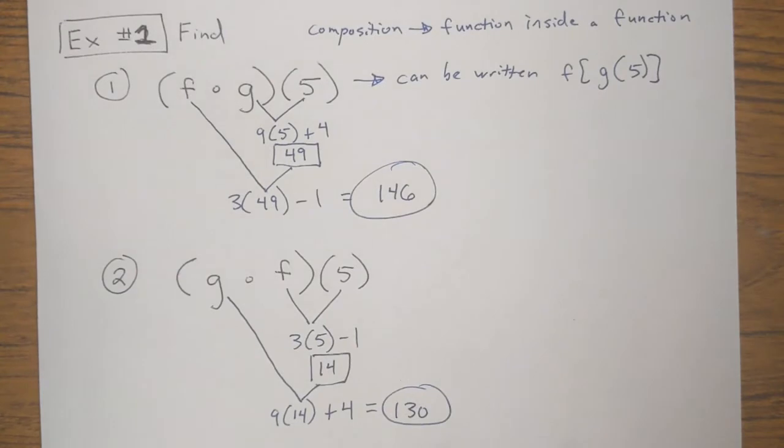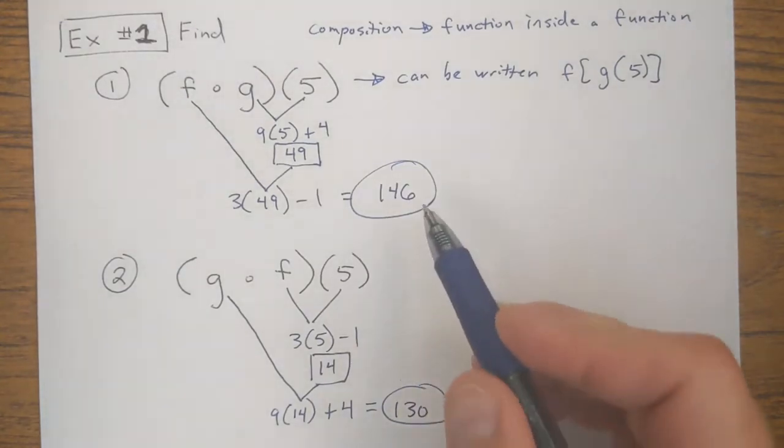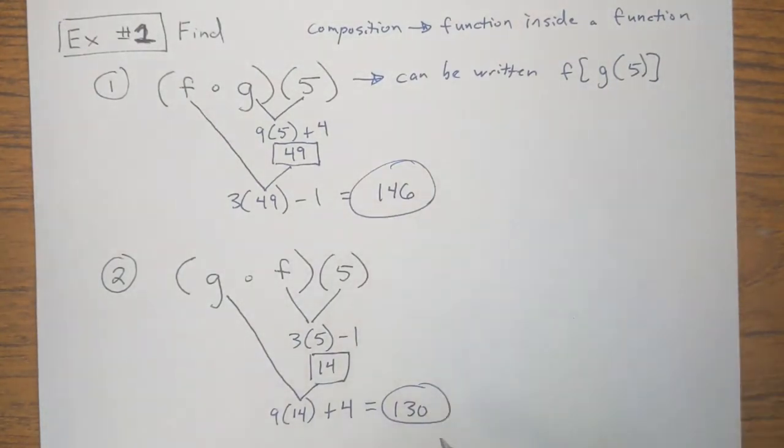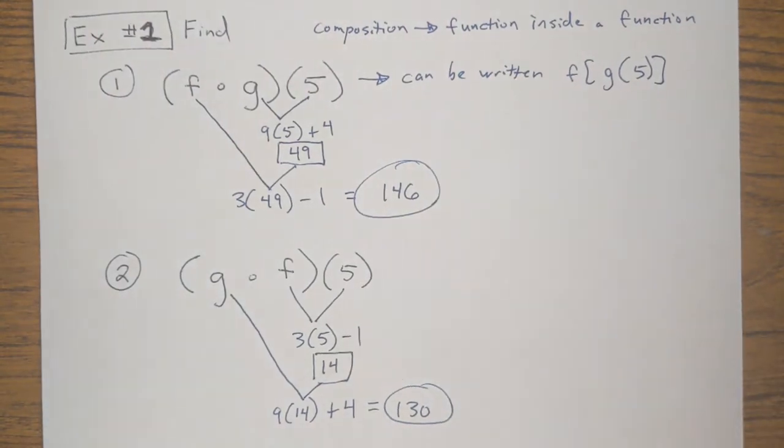Compositions of functions are not commutative, meaning if you switch the order, you're very likely to get a different result. The answer to this one, 130.